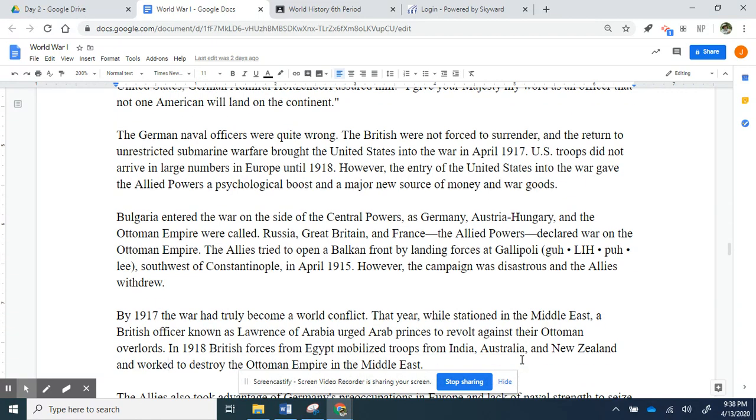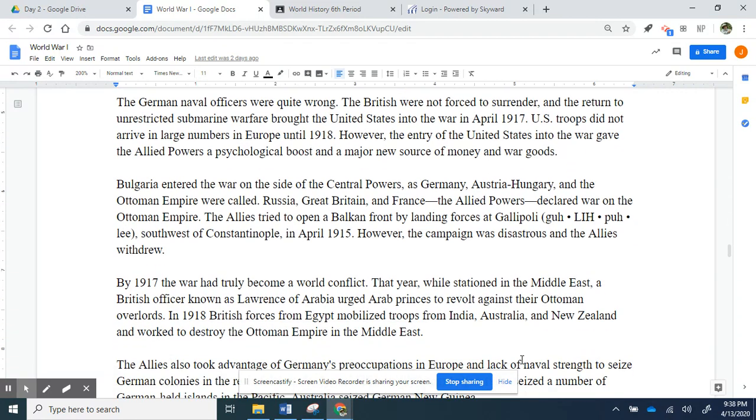Bulgaria entered the war on the side of the Central Powers, as Germany, Austria-Hungary, and the Ottoman Empire were called. Russia, Great Britain, and France, the Allied powers, declared war on the Ottoman Empire. The Allies tried to open a Balkan front by landing forces at Gallipoli, southwest of Constantinople, in April 1915. However, the campaign was disastrous and the Allies withdrew. By 1917, the war had truly become a world conflict.